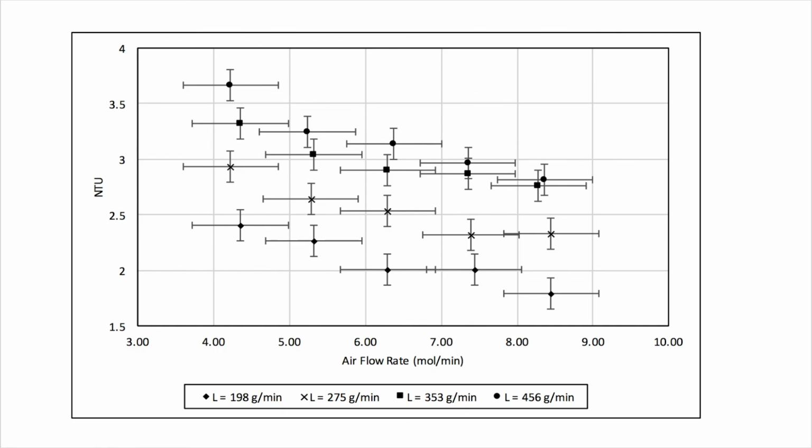This figure shows the results of the ammonia absorption trials and shows the dependence of the number of transfer units on the air flow rate. As you can see, the number of transfer units decreases as the air flow rate increases for a constant liquid flow rate. Thus, a higher air flow rate resulted in a less efficient mass transfer.